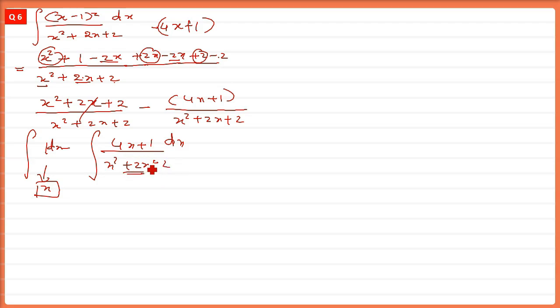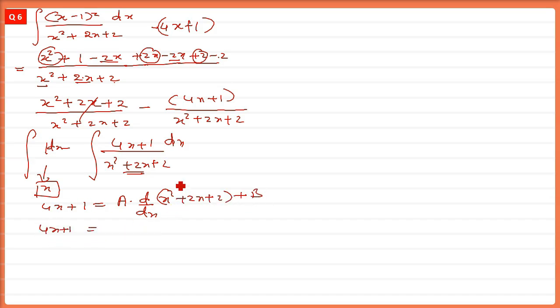So if you're not able to make the factors, the best way is to represent this 4x plus 1 as the differentiation of the denominator. So 4x plus 1 will be equal to a into d by dx of x square plus 2x plus 2, plus another constant which is b.